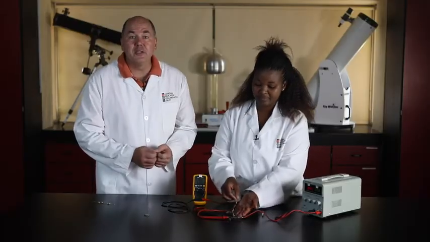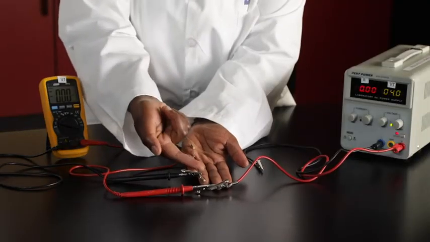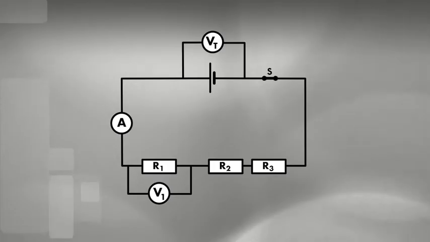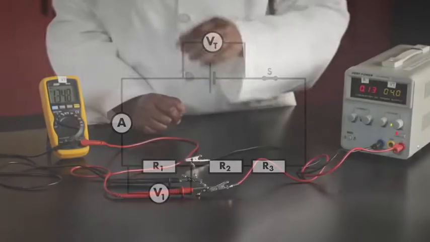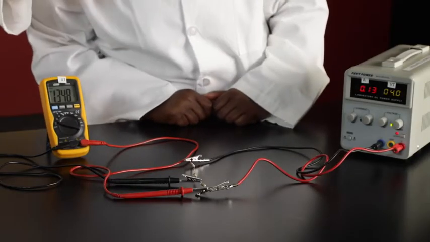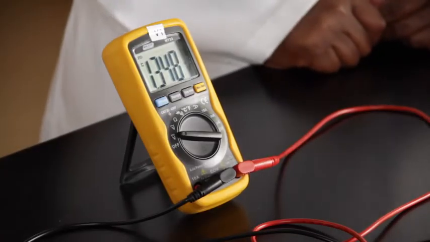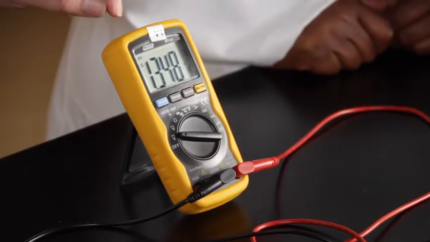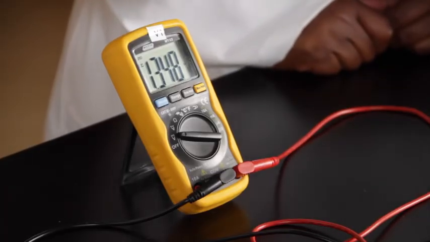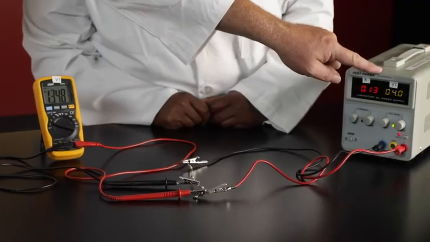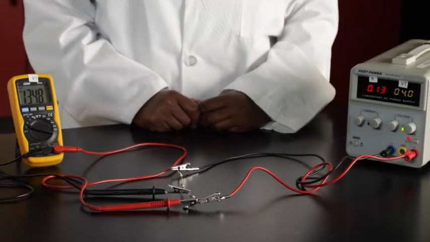The last circuit has 3 identical resistors in series. Resistor 3 is connected to a lead which acts as a switch. Let's connect up and take the final set of readings. The current is reading 0.13. Voltmeter V1 reads 1.34 and a bit. And the voltmeter across the power supply is reading 4.0 volts.